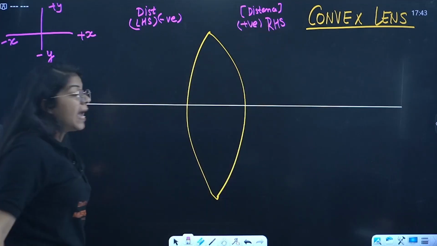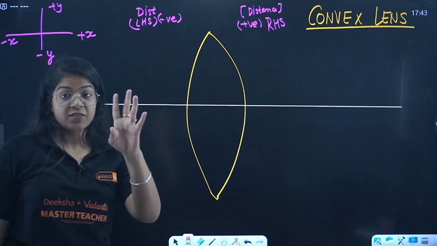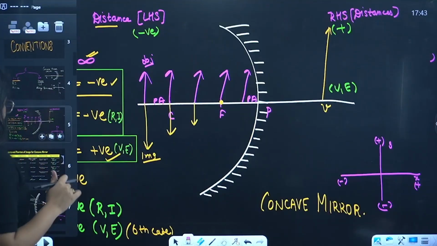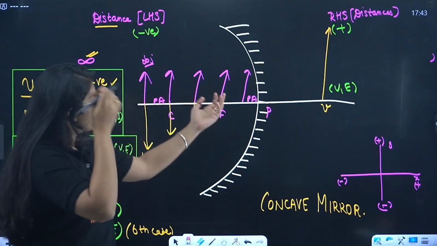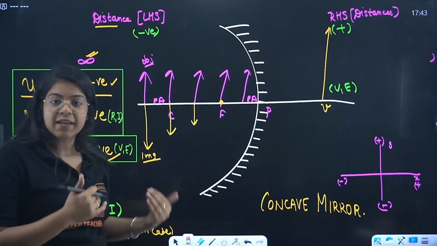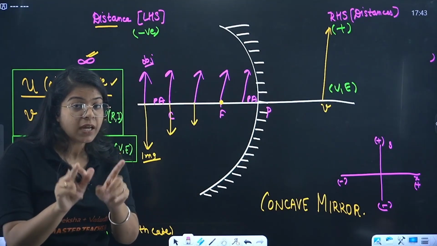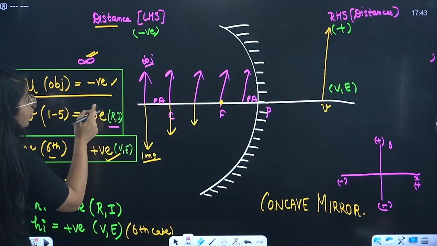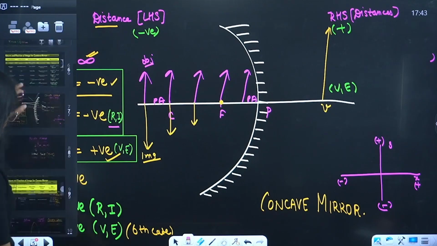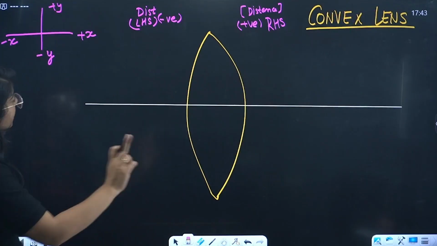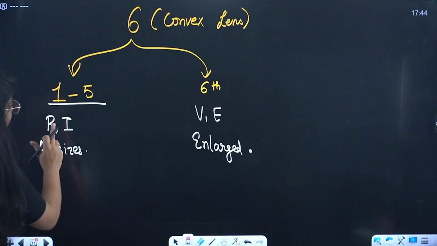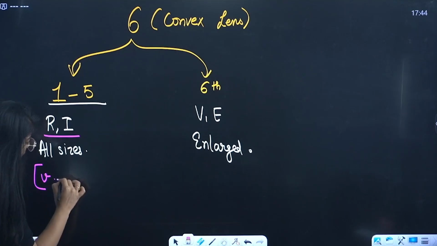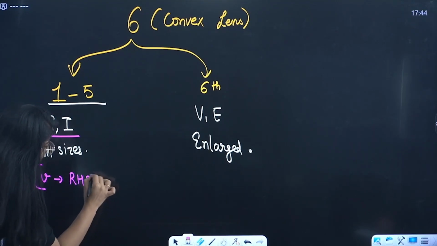Done. Now see, in the first 5 cases, this is similar to concave mirror. You can clearly see in the first 5 cases, image is being formed on the left hand side. It is real and inverted, formed on the left hand side. But beta, in case of lenses, image is again, in the first 5 cases, real and inverted, but these are formed on right hand side of the lens.